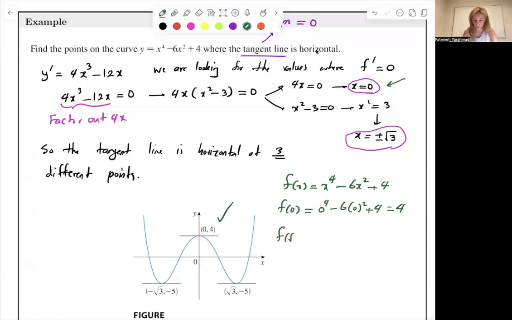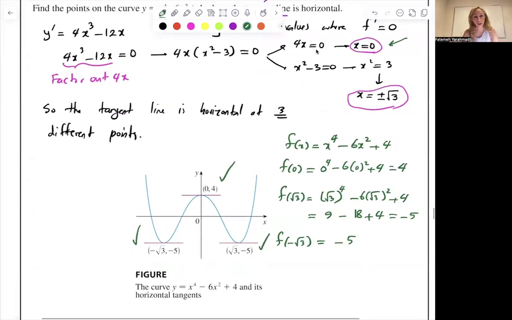If you plug in square root of 3, you get square root of 3 to power 4 minus 6 times square root of 3 to power 2 plus 4. Well, square root of 3 to power 4, it means that you are multiplying a square root of 3 four times by itself. So you have 3 times 3, which is 9. 9 minus 18 plus 4. Here you can simplify this. You get 9 minus 18, which is negative 9, plus 4, which becomes negative 5. With the same calculation, f of negative square root of 3 is negative 5 as well. So we have 3 points where the tangent line is horizontal.